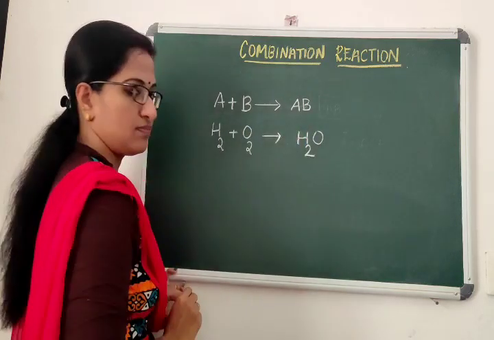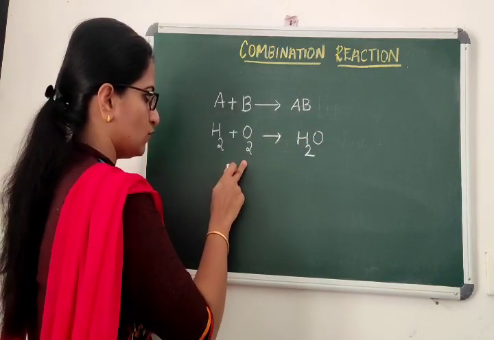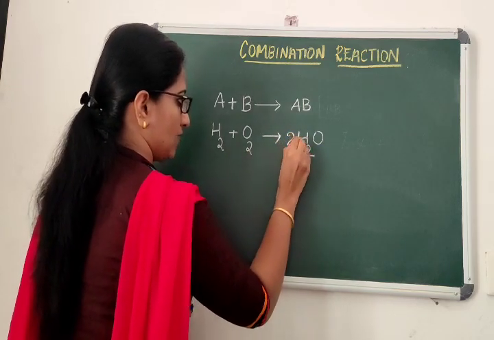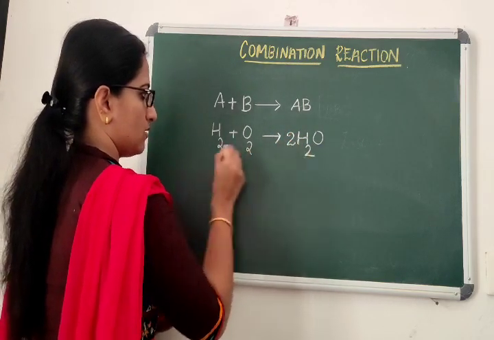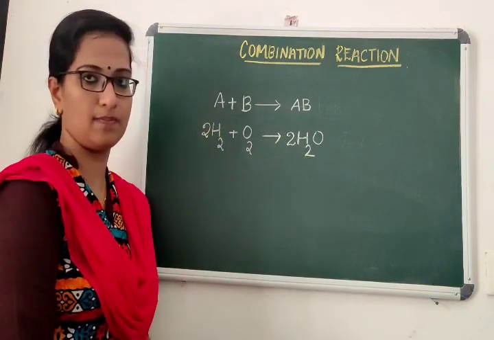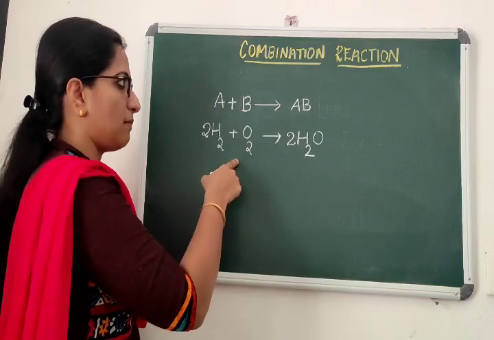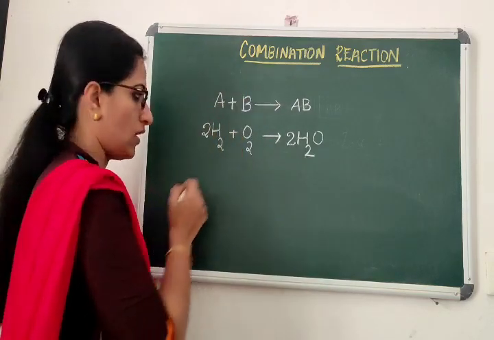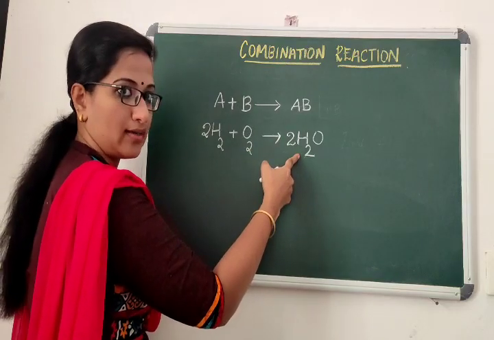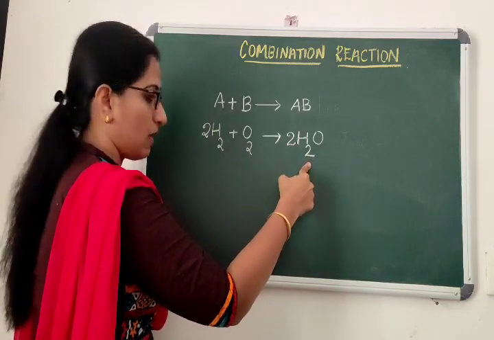water, H2O. Is it balanced? No. Here 2 oxygen, here 1 oxygen. So multiply with 2. Here 4 hydrogen, here 2 hydrogen. Again multiply with 2 here. This is one example of a combination reaction because 2 reactants combine to form a single product. The product is single. Okay.